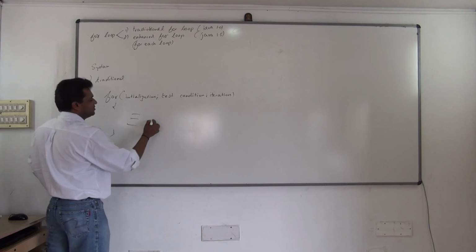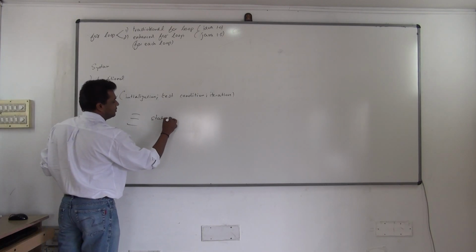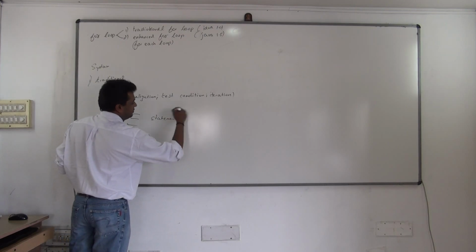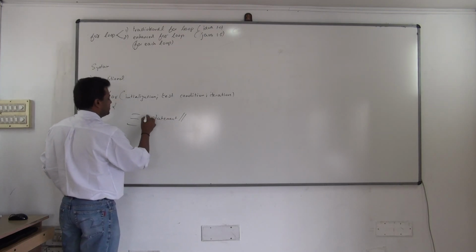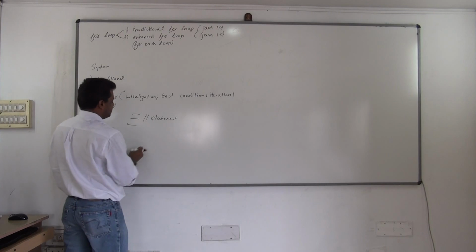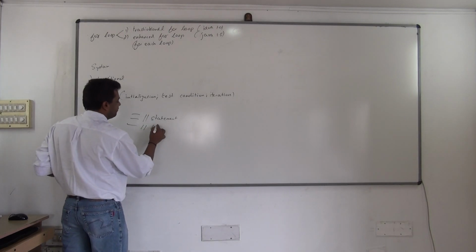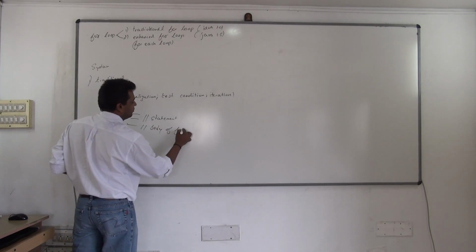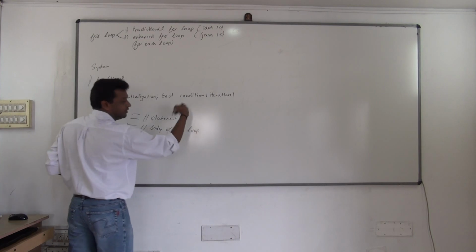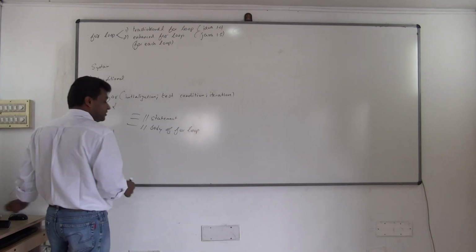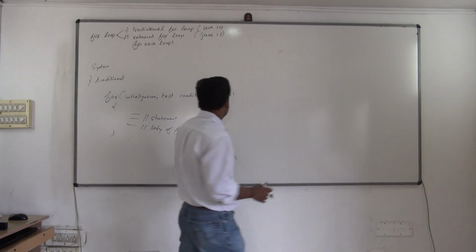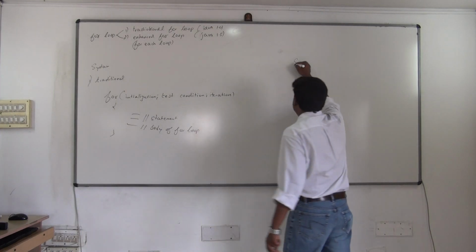Here it will have what? Statements. You can call this statements, or you can also call it the body of the for loop. Both are correct. It's a loop. It goes on looping until the condition is met. Understood? So this is the traditional one. The second one, syntax now.